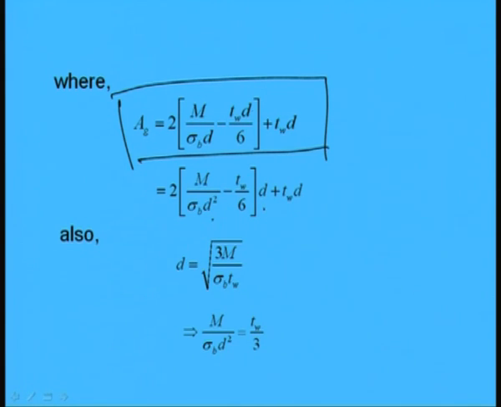I am taking d common plus Tw d, and again d as we got earlier, that square root of 3m by sigma b Tw. If we put that value, from this we can find out m by sigma b d square is equal to Tw by 3. So, this Tw by 3 I can put here to get Ag.